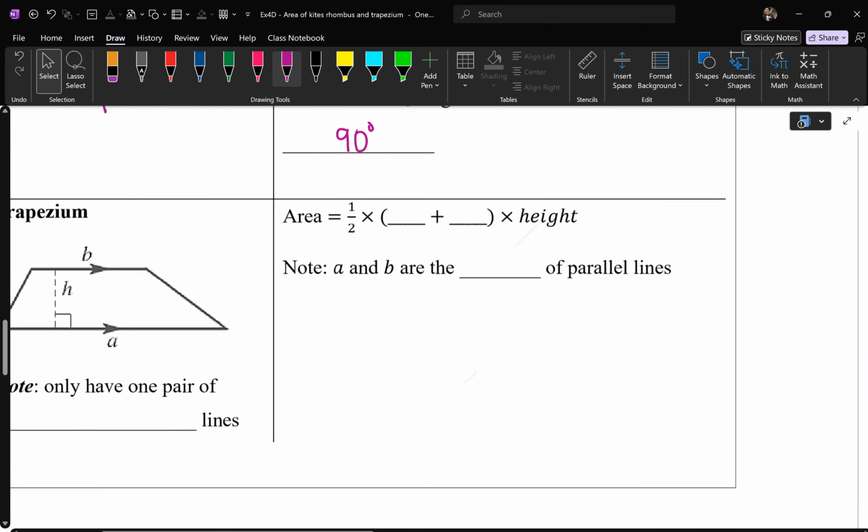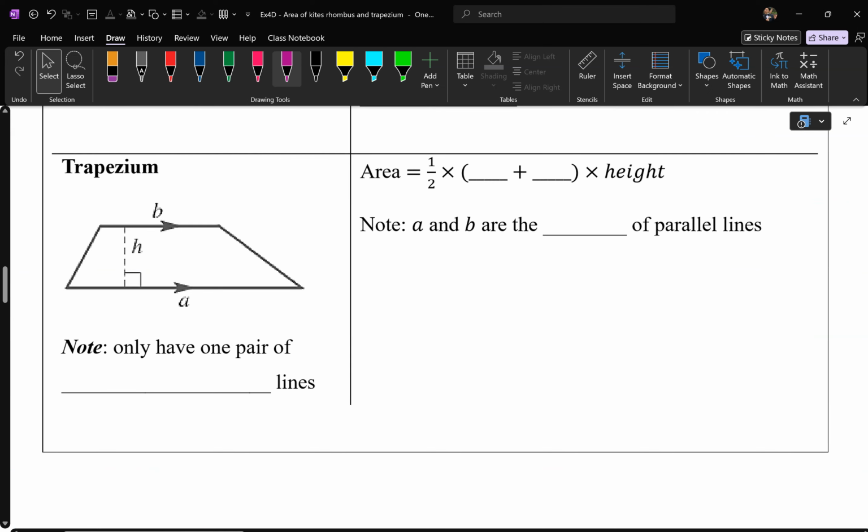And the last one over here is a trapezium. How do you know you have a trapezium? Very easy. You just look for one pair of parallel lines. So note they only have one pair of parallel lines.